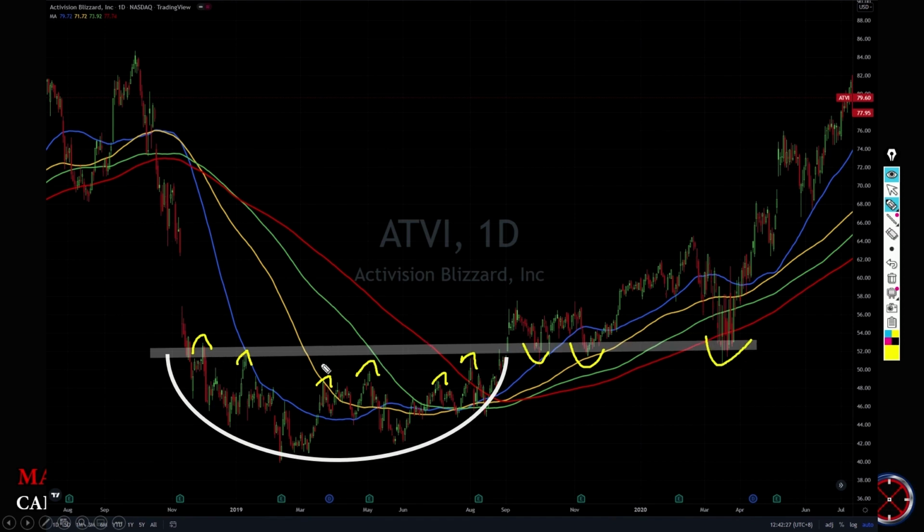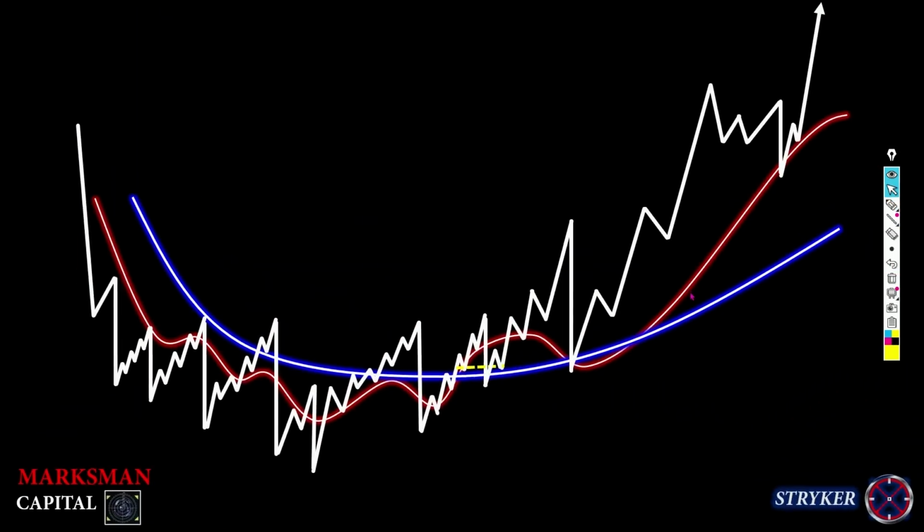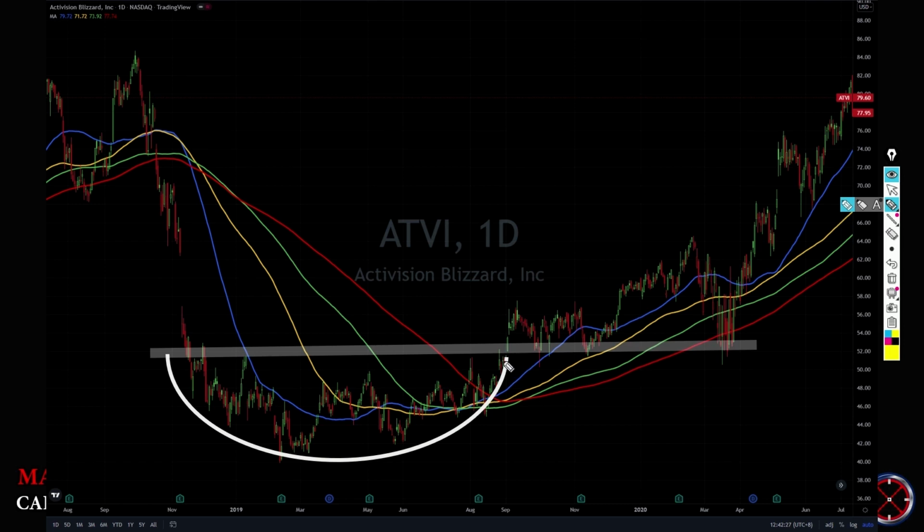Sometimes you can't draw it, because they don't actually come up and form a very nice neckline of resistance right here. But you can see overall the key characteristic is that it forms a bottom that is a round circle, a half circle. Some people call it a saucer bottom, right? Or cup and handle. It looks like a cup, then it has a handle right here. So it's like a coffee cup, right?